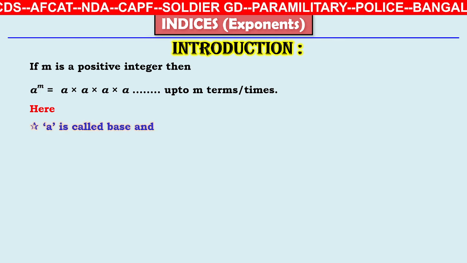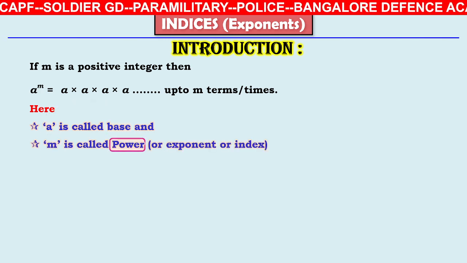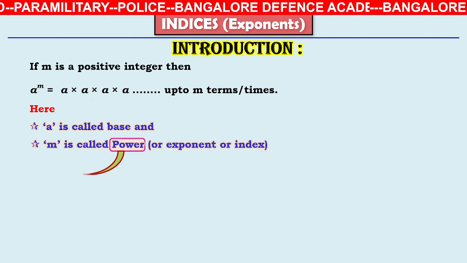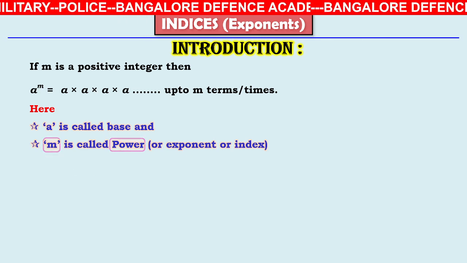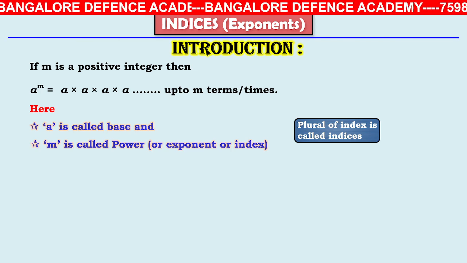Here this a is called the base, and m is called the power. So these things you should keep in mind: a is the base and m is the power. The plural of index is called indices.